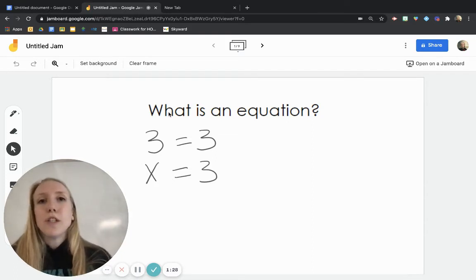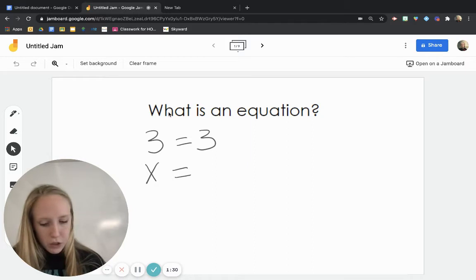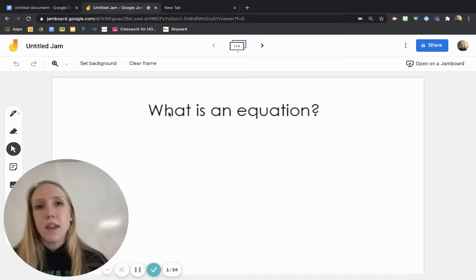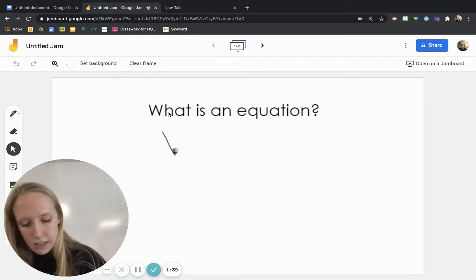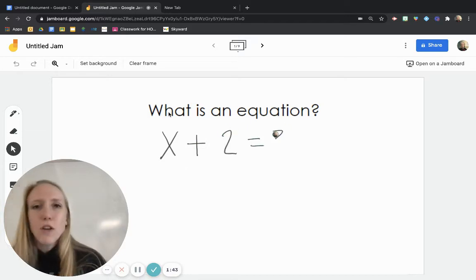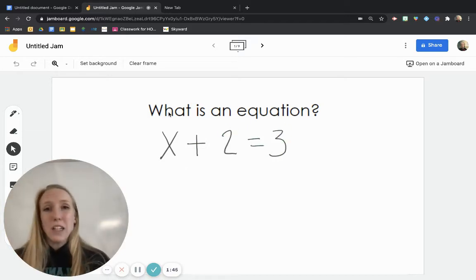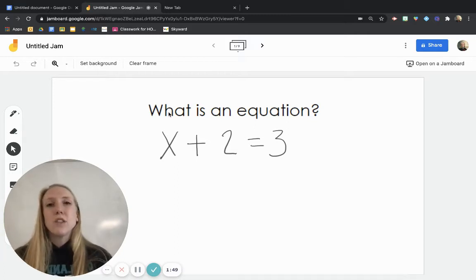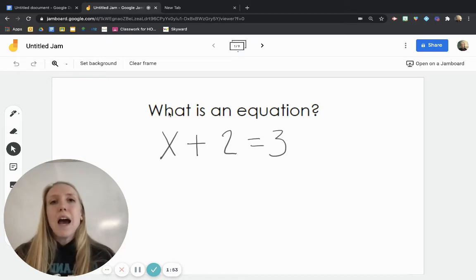What we're going to start to do is look at equations that are a little bit more complicated than that. We're going to look at equations that might look like this: x plus 2 equals 3. Now, you might be able to figure out what has to go for x in order to make that true. You might be able to figure that out in your head. If so, that's awesome. But as these get more complicated, we have to understand the process to solve them.